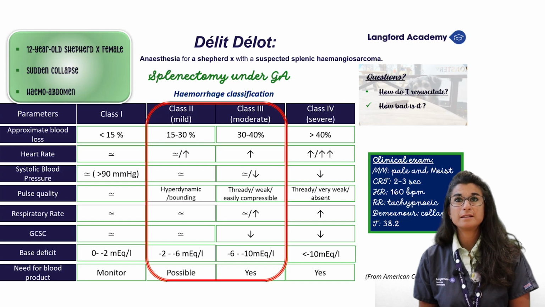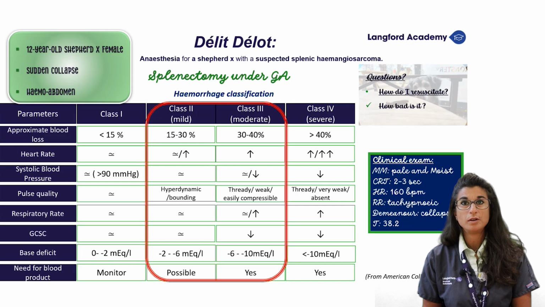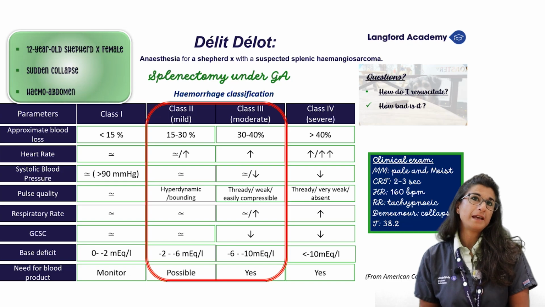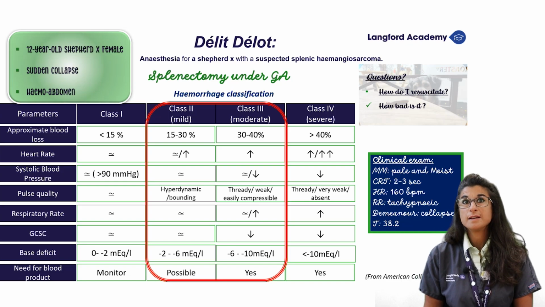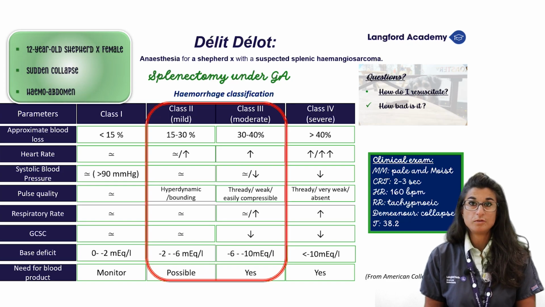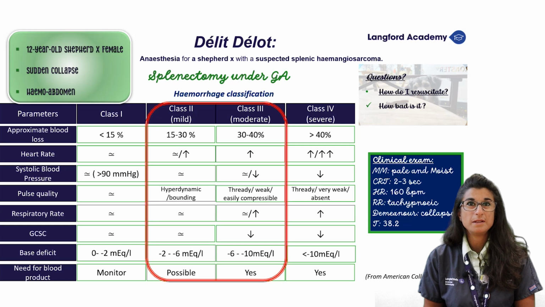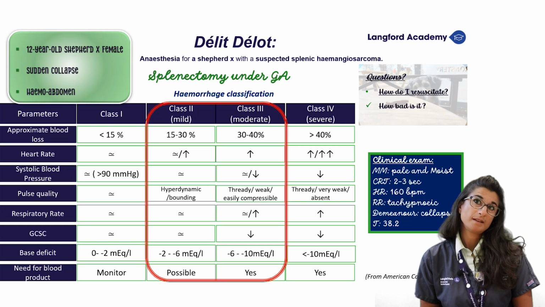So if we take back her clinical exam, her mucous membranes are pale and moist, her CRT is prolonged, she's tachycardic and tachypneic, and she's very collapsed. That probably places her between class 2 and class 3, so mild to moderate bleeds, which means that she might or might not need some blood transfusion at one point. Which means that she's quite severely affected by this hemorrhage.